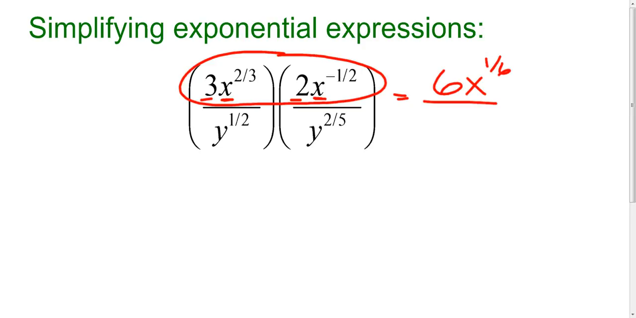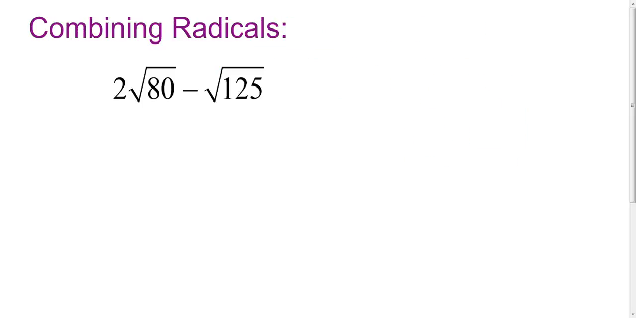Okay, on the bottom, I will take y, and then I will add 1/2 plus 2/5. So 1/2 plus 2/5 becomes y to the 9/10. All right, and then of course we can take radicals and combine them as well. Okay, and when we combine them, we want to break them down as much as we can. Since this is a 2 right here, we're looking for numbers that are in a power of 2. So I would break this 80 down into 16 times 5.